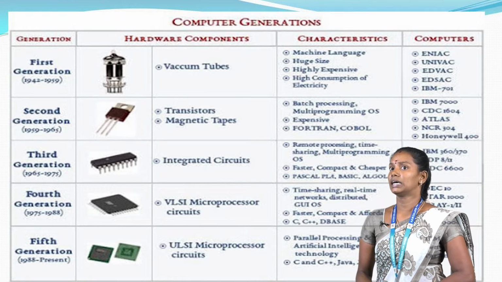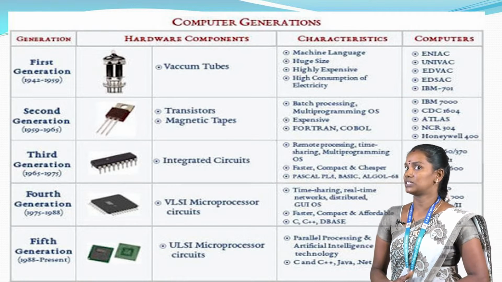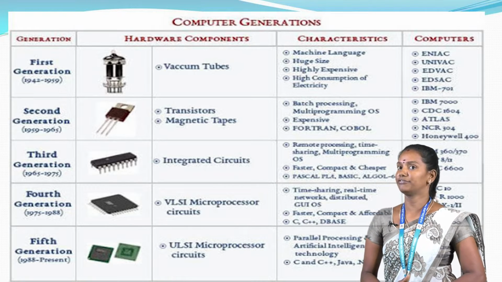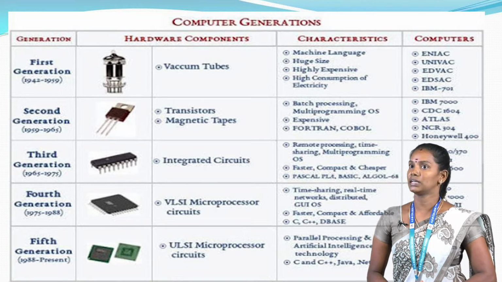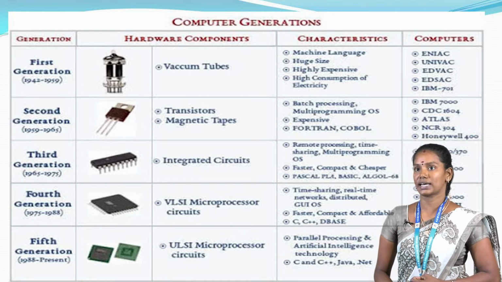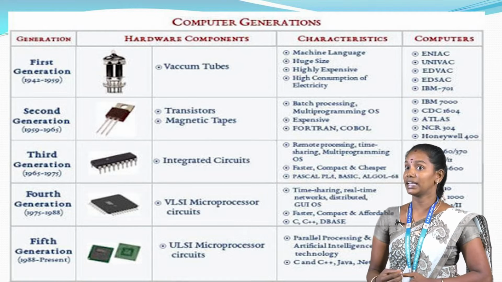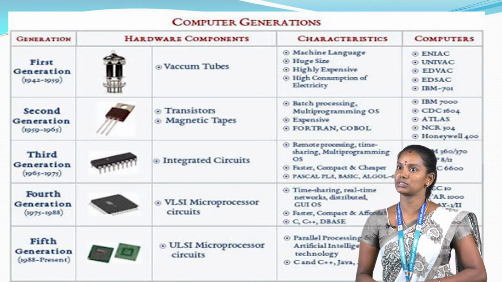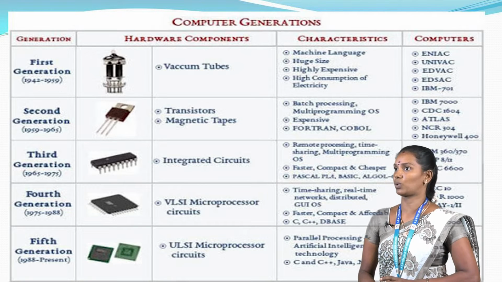The next topic, generations of computer. There are 5 generations of computers. First generation, in the year 1942 to 1959. The hardware component used in the first generation is vacuum tubes. What are the characteristics involved in the first generation? Machine language, huge size, highly expensive, high computation and high consumption of electricity. Next, what are the computers involved in the first generation? ENIAC, UNIVAC, EDVAC, EDSAC, IBM 701, etc.